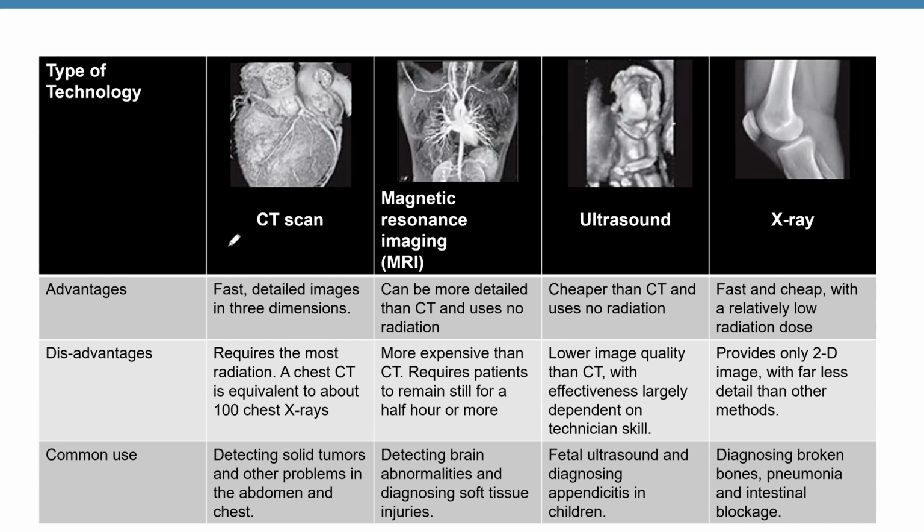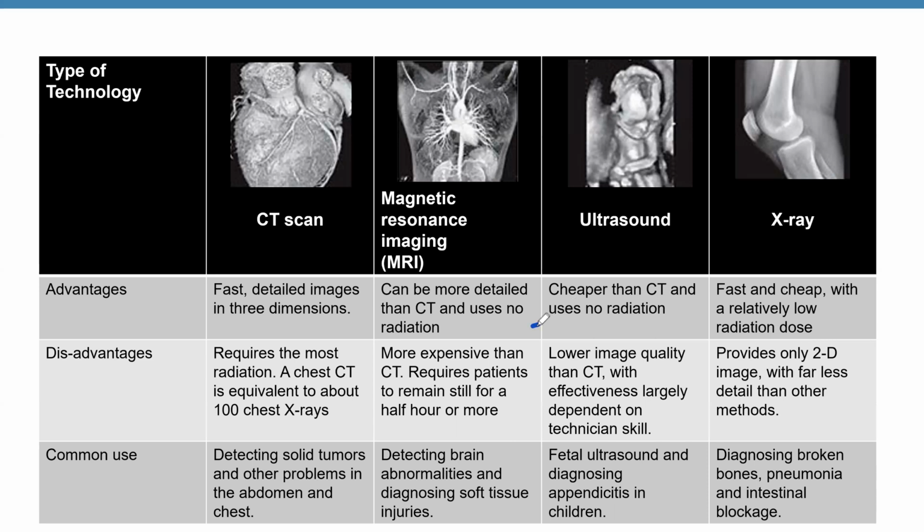MRI, or magnetic resonance imaging, can be more detailed than CT and uses no radiation. Those are advantages. Disadvantages: more expensive than CT, and requires patients to remain still for half an hour or more. Common use is detecting brain abnormalities and diagnosing soft tissue injuries.